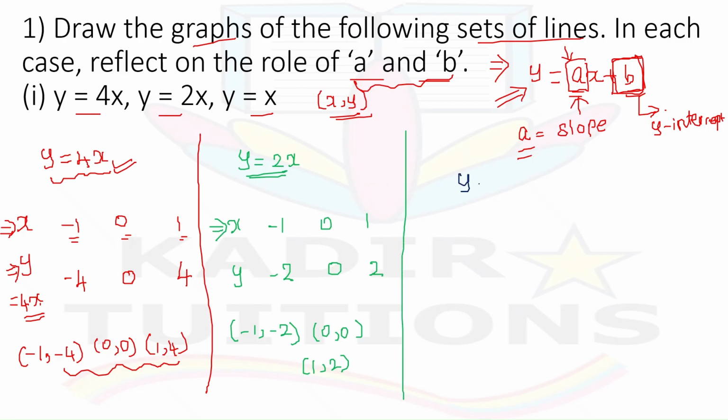Now we'll move to the third equation of a straight line. So it's nothing but y = x. So for this, what is the meaning of that? Whatever the x value, the y value is going to be the same.